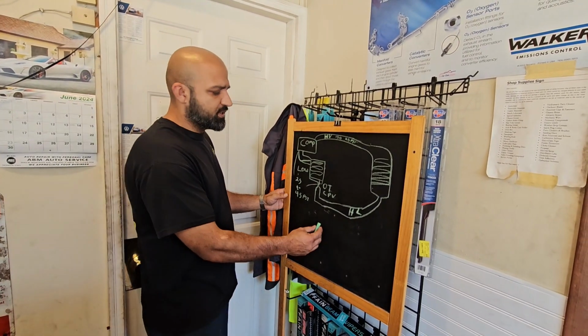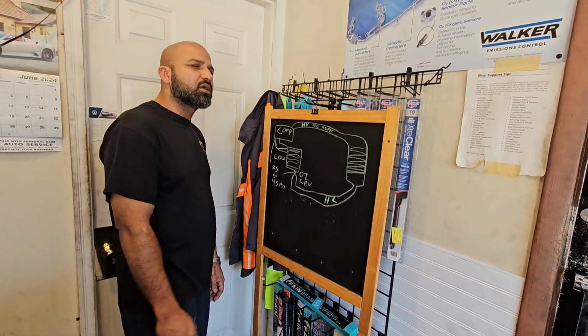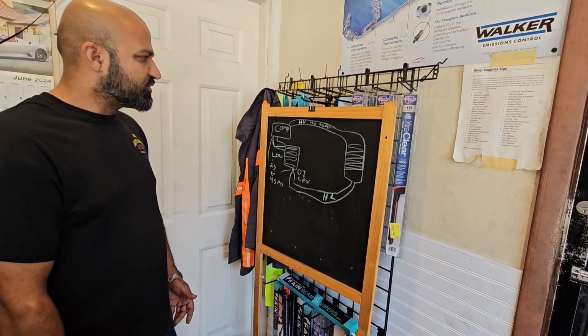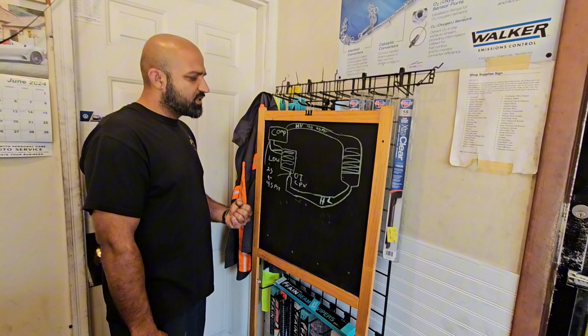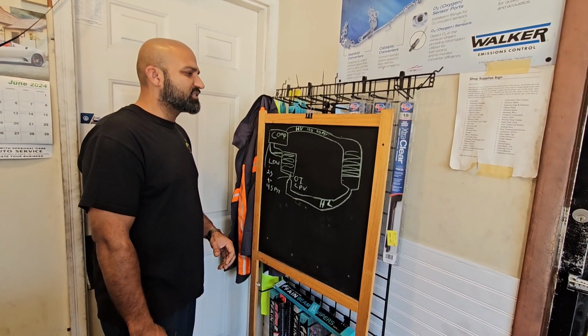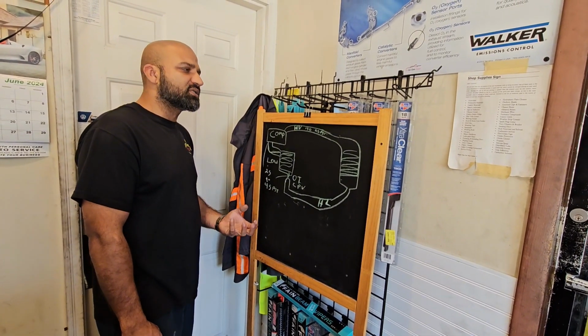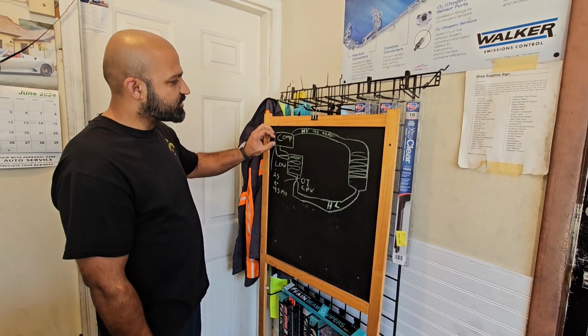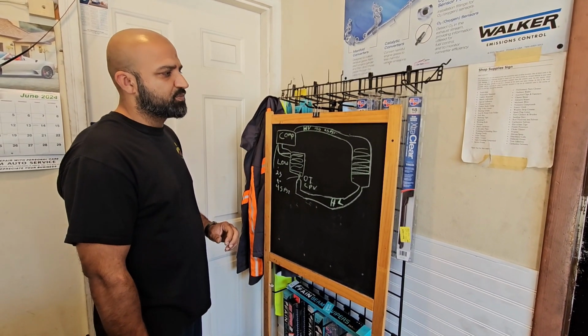There's another component they put in there called an accumulator or receiver dryer. The purpose of that is to absorb the moisture that's in the system. It also holds the PAG oil or the ester oil that is used to lubricate the compressor.